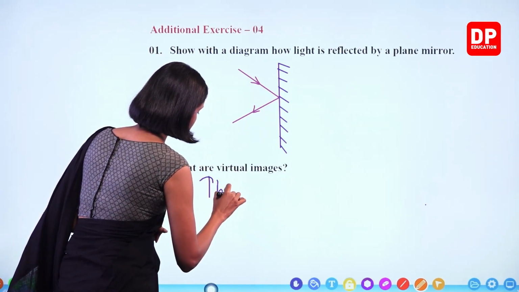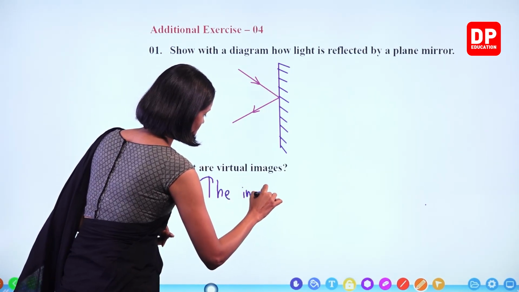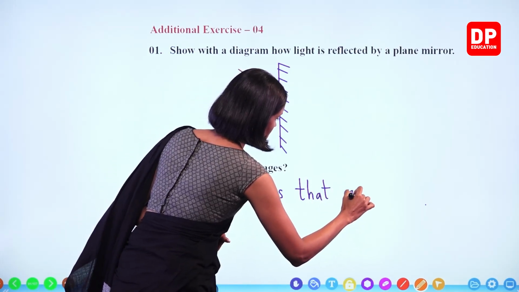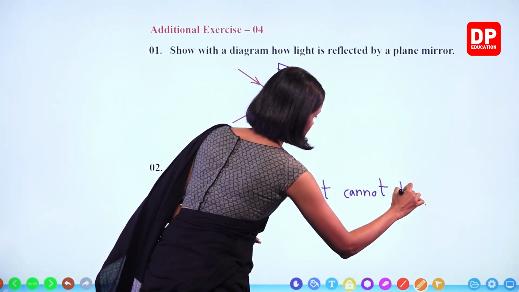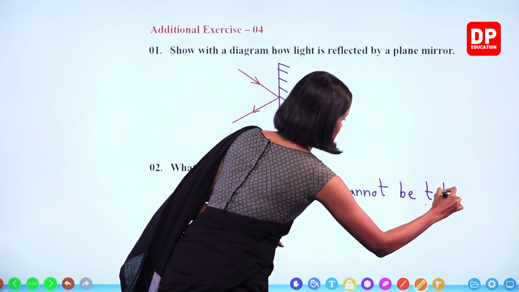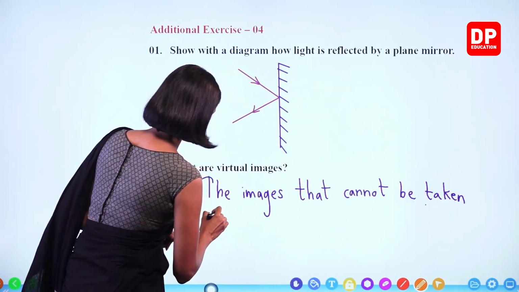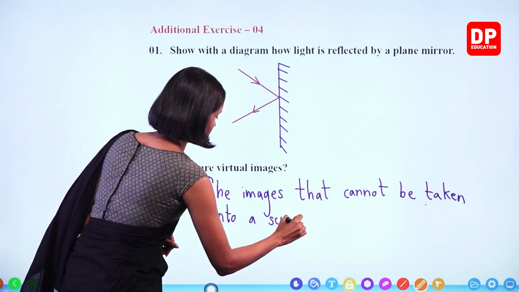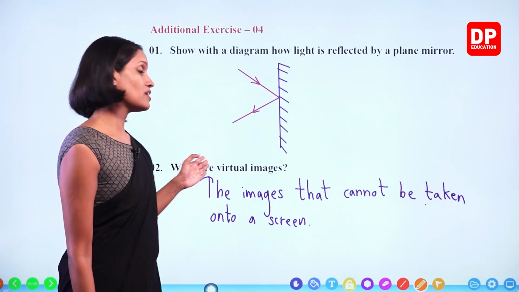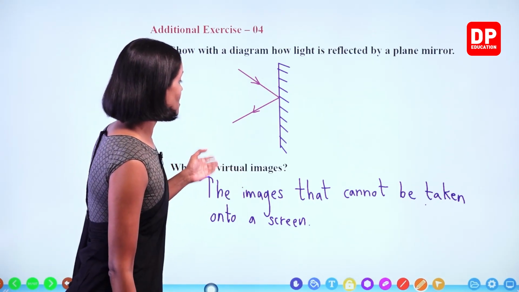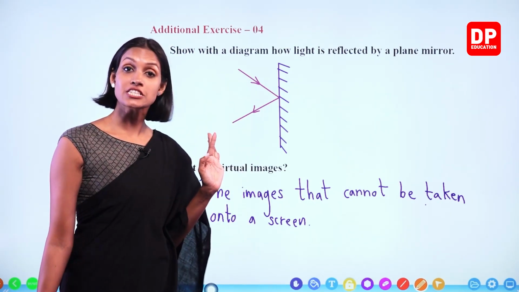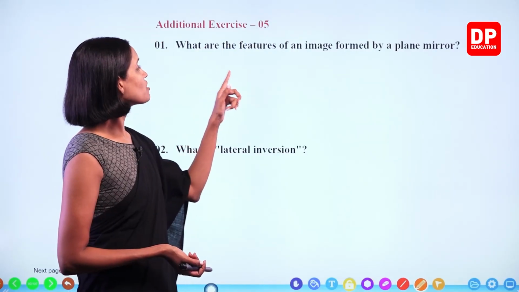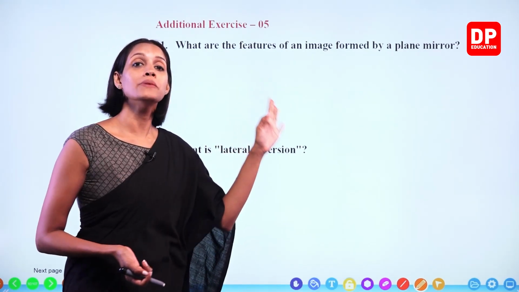The images that cannot be taken onto a screen. Right? What are virtual images? They are the images that cannot be taken onto a screen. Okay? Exercise number 5. What are the features of an image formed by a plane mirror?